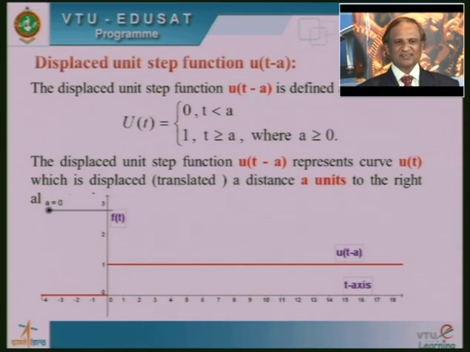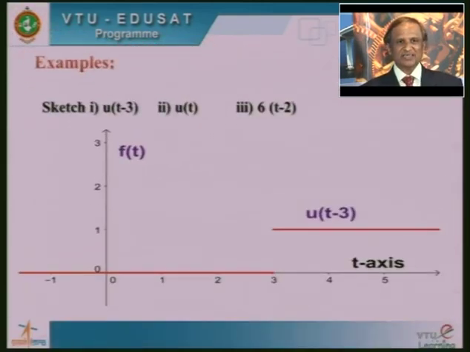On the t axis, suppose a is equal to 1, it will shift from 0 to 1. Suppose a is equal to 2, then it will shift from 0 to 2. If small a is equal to 4, then the curve will shift from 0 to 4. Like that it will shift. When you practice this type of graph, I hope the concept of the unit step function will be understood very easily.